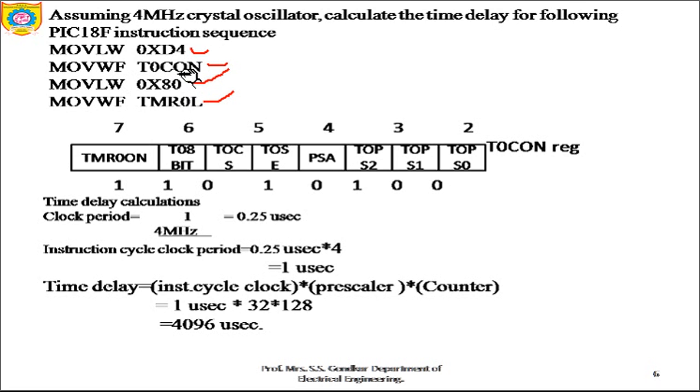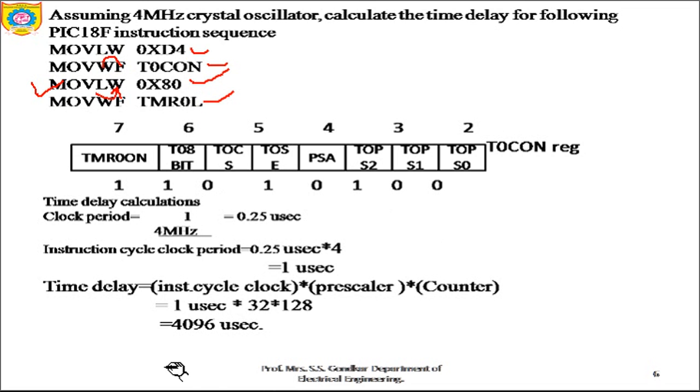MOVWF T0CON: working register contents are moved to the file register. You can see here, this is the source and it is moved to the destination, that is the file register. Then in MOVLW, the literal value is moved to W. What is the literal value now? It is 80. It is moved to W. MOVWF TMR0L, that is, the contents of WREG are moved to the file register location, that is TMR0L. So we have to do the calculations.